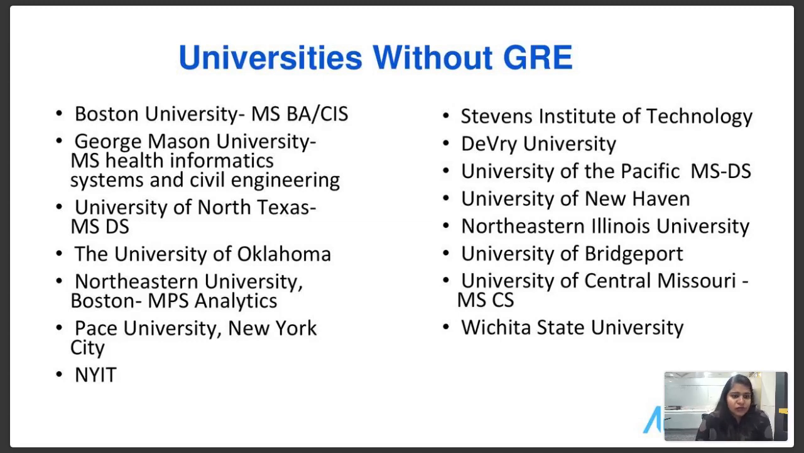Then there is George Mason University, University of North Texas, that do not require a GRE for Masters in Data Science. You have University of Oklahoma, which does not require a GRE for any of their arts or sciences programs. Northeastern University, this is again a top 50 university for business as well as engineering programs. They have a master's in professional analytics course. This course does not require a GRE or a GMAT exam.